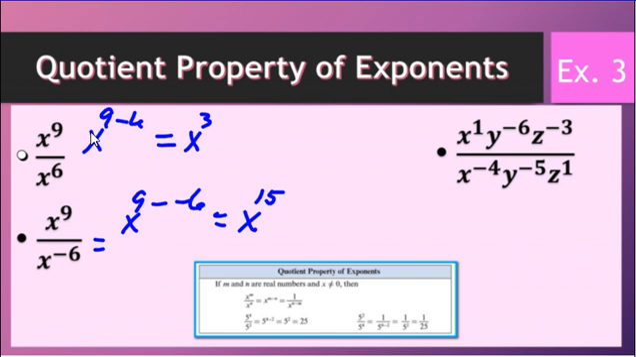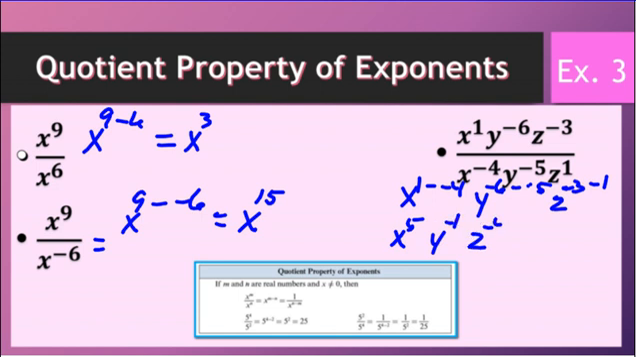And over here, I have x to the 1st minus a negative 4, y to the negative 6th minus a negative 5, and z to the negative 3rd minus 1. And when I simplify it, I end up with x to the 5th, y to the negative 1st, and z to the negative 4th.